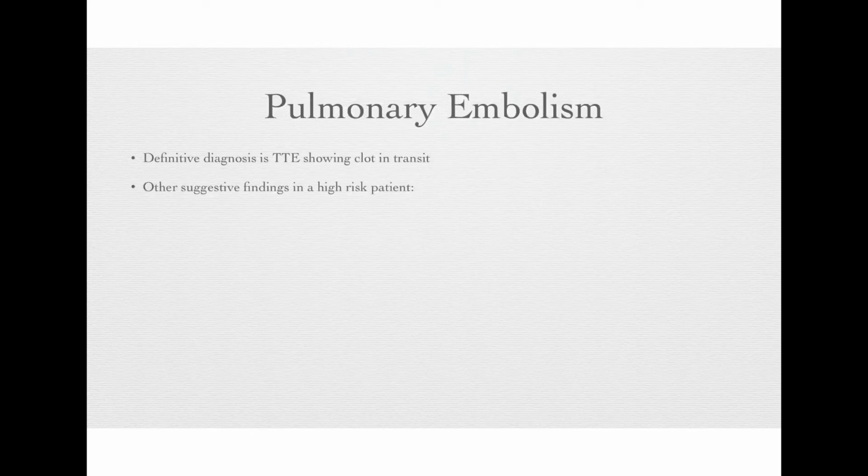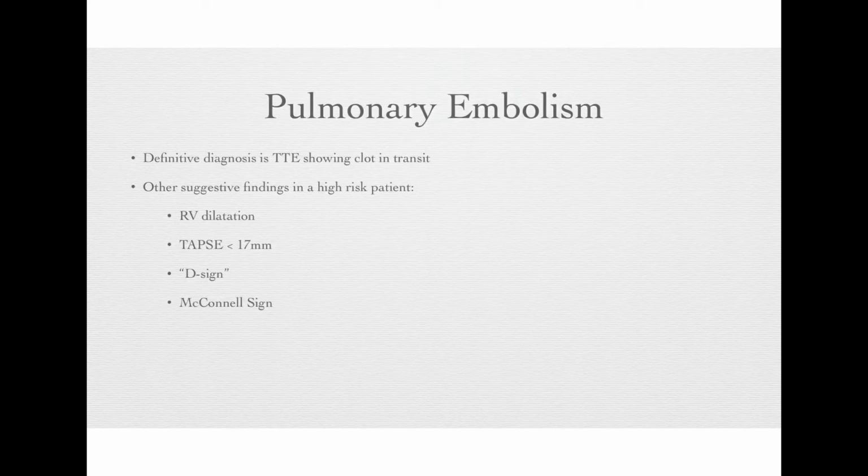Some of the findings of right heart strain on ultrasound would include RV dilatation, the tricuspid annular plane systolic excursion, or TAPSE, less than 17 millimeters, which indicates acute deterioration in the RV systolic function. The D sign, in which the intraventricular septum deviates from the right ventricle inward to the left ventricle during systole.